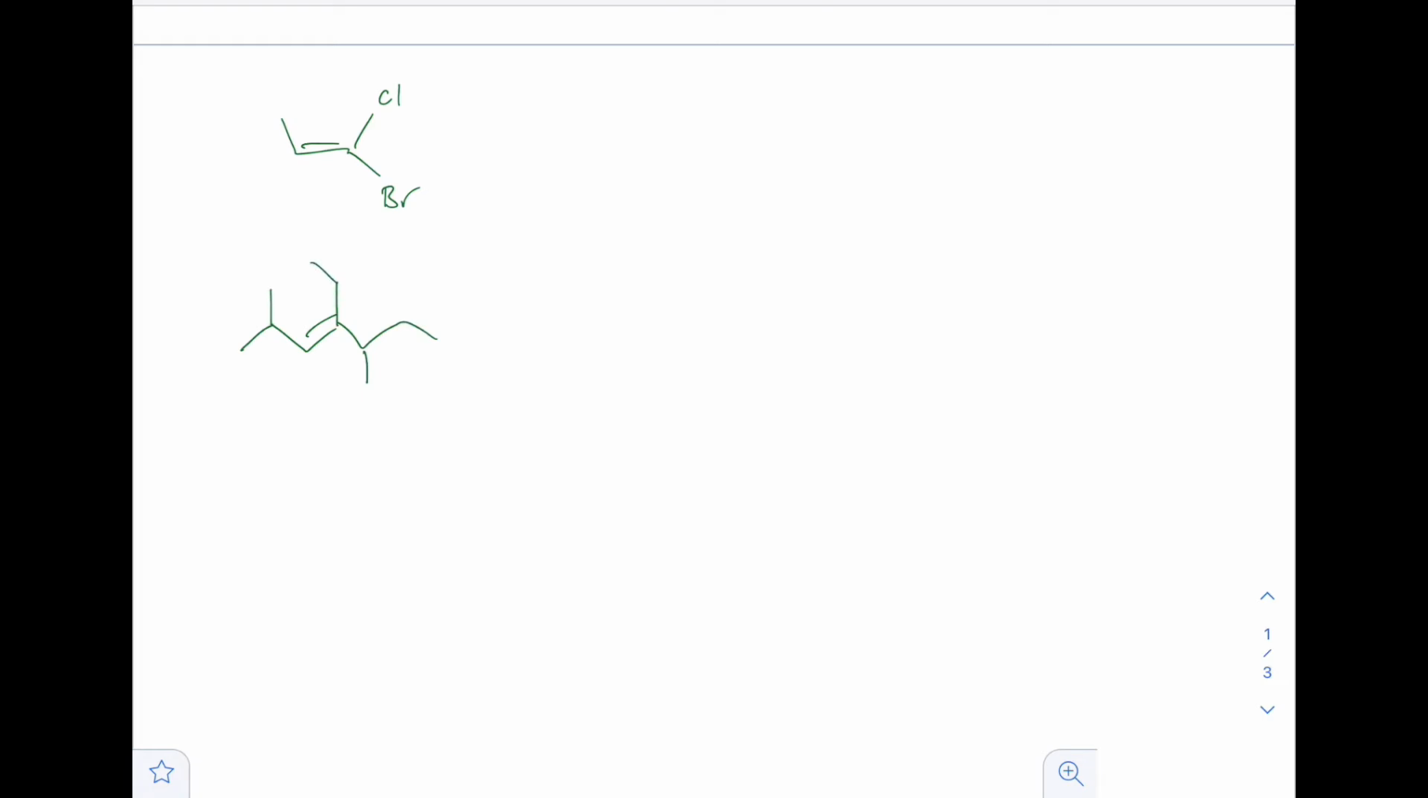That's cool. Just remember that Z means that the priorities are on the same side, as if they were cis to one another. Okay, so let's go ahead and try these problems. We will note that the methyl and the bromine are the priorities. And so we already know that this is going to be an E compound, but let's go ahead and try and name it as well.